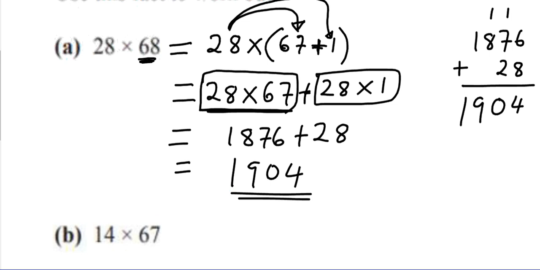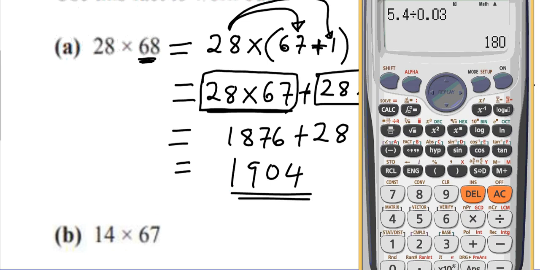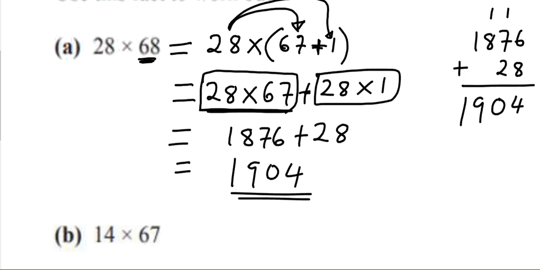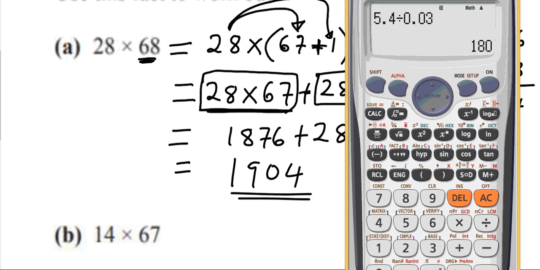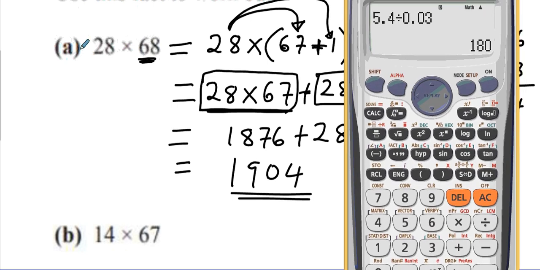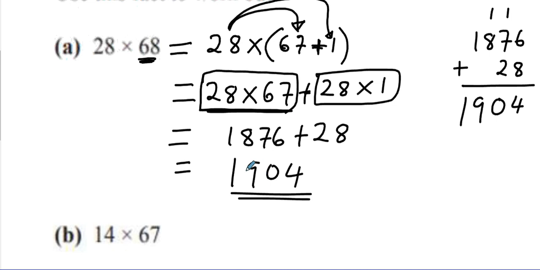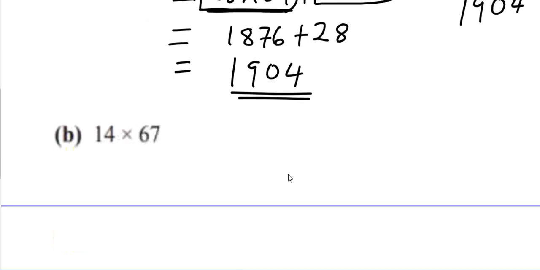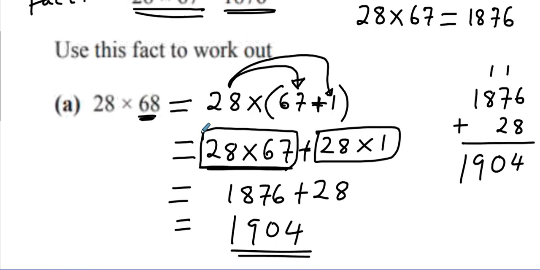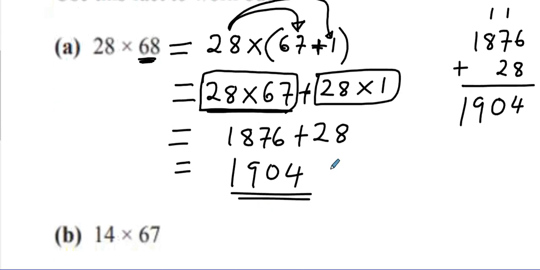Now, suppose we use a calculator. Are we going to get the same answer? Let us do it. 28 times 68. The answer? 1904. So, the information which was given is correct. Use this fact to work out A, 28 times 68, we got that.